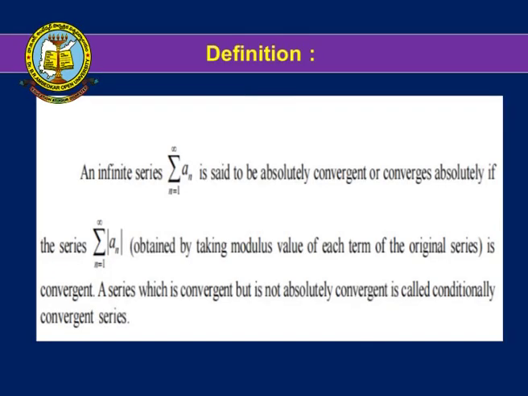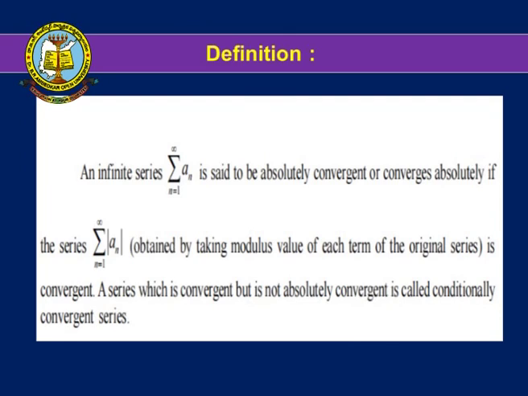Next, the definition of absolutely convergent. An infinite series sigma n equal to 1 to infinity a_n is said to be absolutely convergent or converges absolutely, both are the same. If the series sigma n equal to 1 to infinity mod a_n is convergent, then we can conclude it is clearly absolutely convergent.